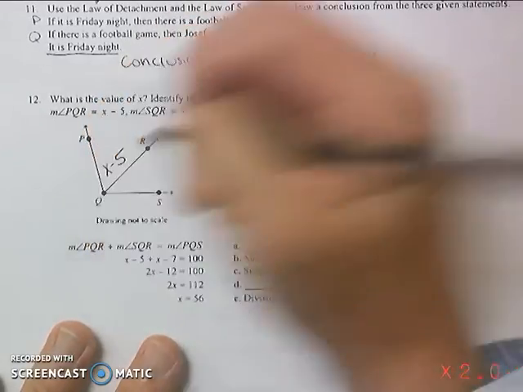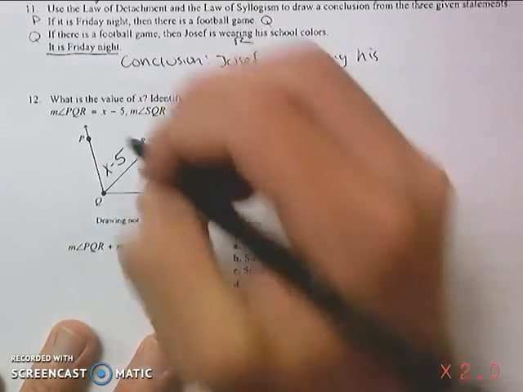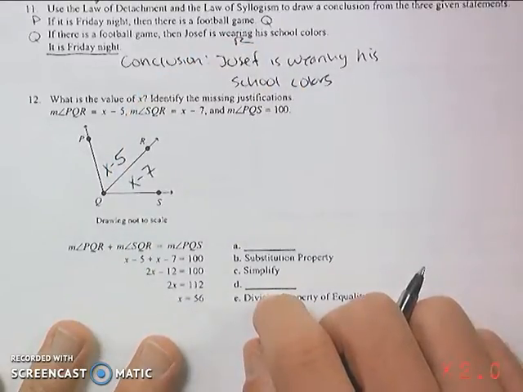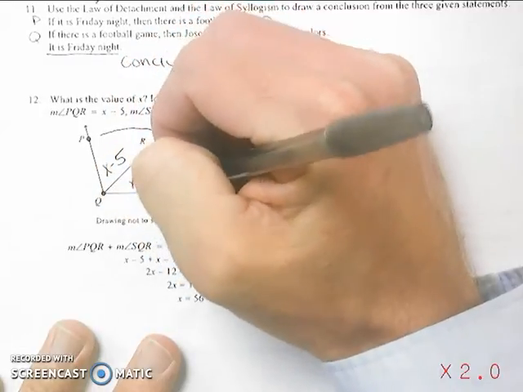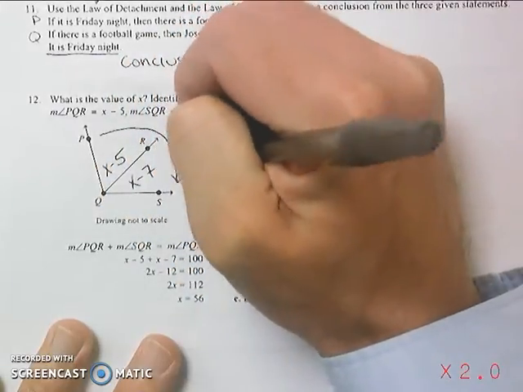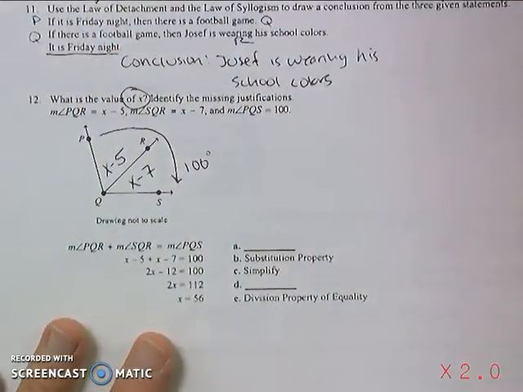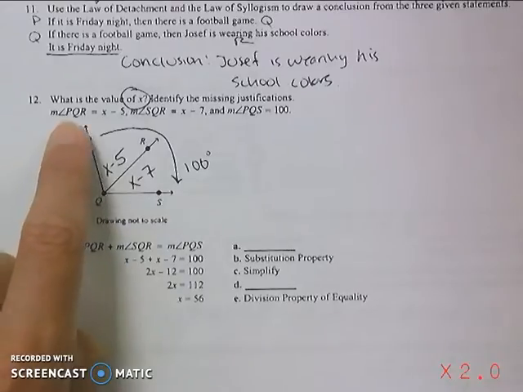I like to always put in my information first. SQR is X minus 7. And PQS is 100. Alright, so I'm trying to find the value of X, and basically what I'm going to be doing here is probably angle addition postulate because I have two smaller angles and they are going to add up to the larger angle.